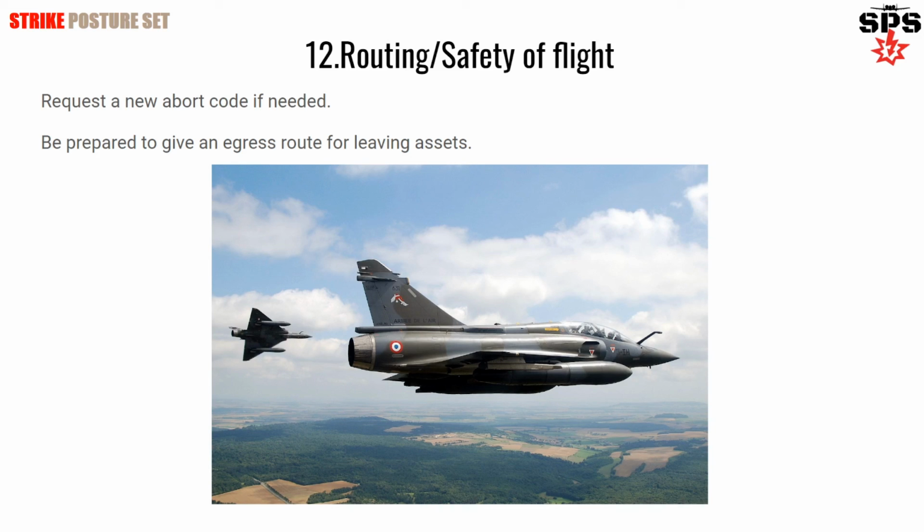And now also be prepared to give an egress route for leaving assets as they are done with their playtime and they need to RTB. You want to guide them through the battlefield. If you have an active gun-target line, you need to tell them where to go to exit. Give them something safe and don't let the airplanes touch. That's the basic rule. So that's pretty much it for routing and safety of flight. There's not much to say because it's just the same as step 1, but just for egressing the area.